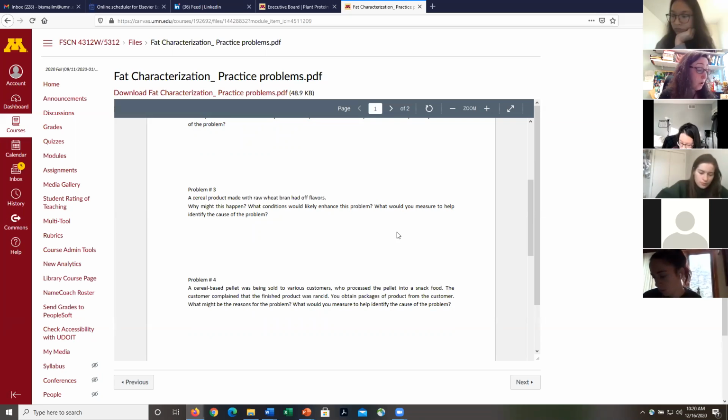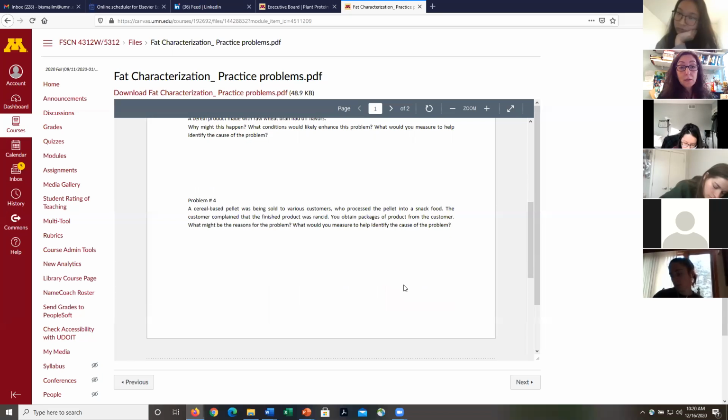So we test for both free fatty acid to determine lipase presence, potentially, and we do look at peroxide or other secondary metabolite of oxidation. Question 4 is a common question that might show up anytime.